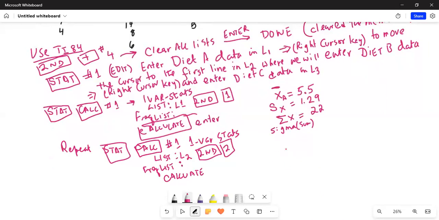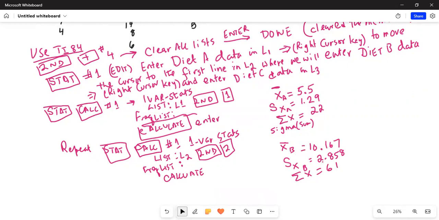And we get x bar B is equal to 10.167. Sx B, this is SxA by the way, and SxB, the sample standard deviation for B, is 2.858. And sum of x is equal to 61.